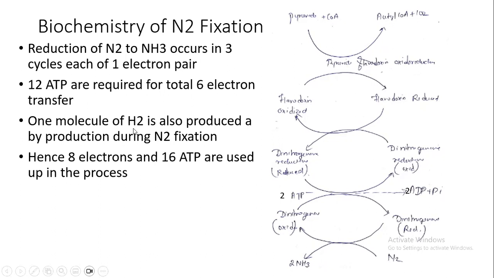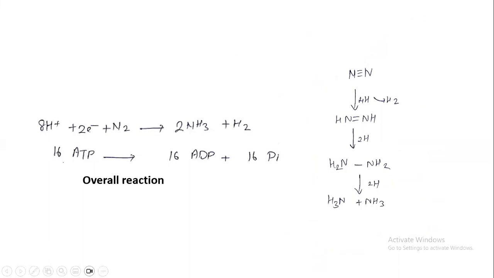And generation of one molecule of hydrogen will require 2 electrons, and that accounts for 4 more ATPs. So overall, you can say that 8 electrons are required during the reduction process of nitrogen to ammonia, which accounts for 16 ATP molecules. So here is the overall reaction during the reduction. And as you can see, one molecule of hydrogen is synthesized initially itself during the reduction of nitrogen to the NH level, and then finally it is reduced to NH3 or ammonia form. Overall, 8 electrons and 16 ATP are required for the reduction process.